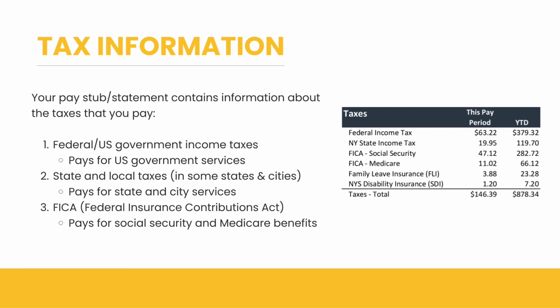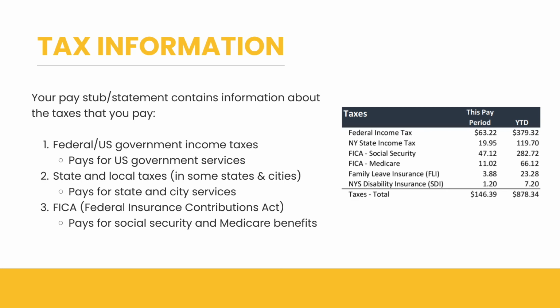So your pay stub or pay statement provides details about each type of tax, both the type of tax and the amount of tax you're paying. Typically, you'll see that both for your recent pay period and also how much you paid over the full year.